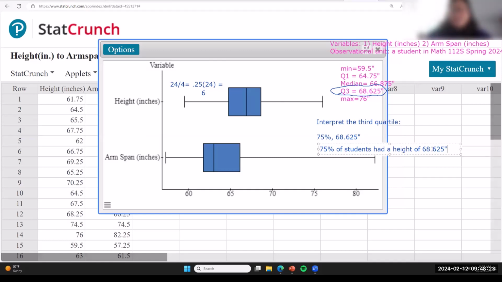It is less. It's always less because only 25% is more, right? So 75% of students had a height of 68.625 or less. I always remember it by quartile. There's an L in quartile. There's no M, so no more. There's an L in quartile, so it's always less. The quartile always refers to how much is less than that point.